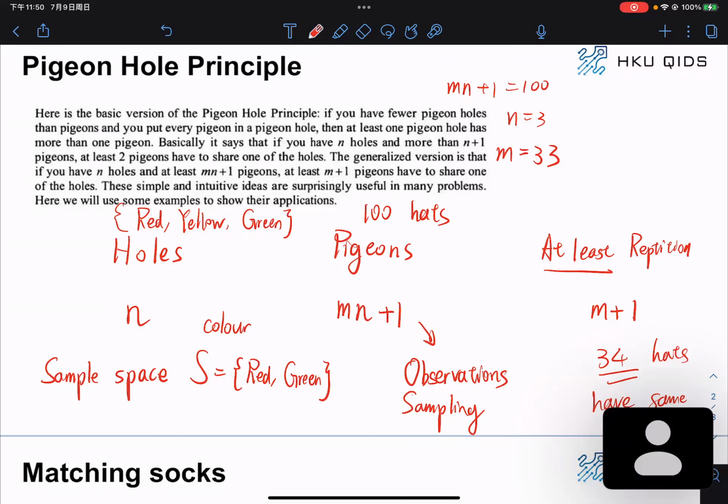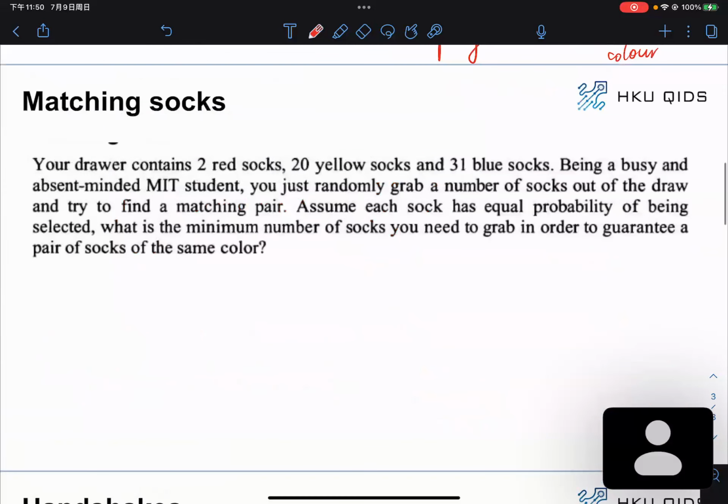Let's see some questions. The first question is matching socks. So basically, the drawer contains 2 red socks, 20 yellow socks, and 31 blue socks. Being a busy and absent-minded MIT student, well, I hope I am an MIT student, but I'm not. I'm from Columbia, but yeah.